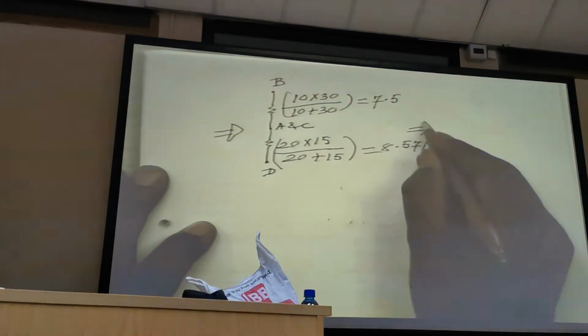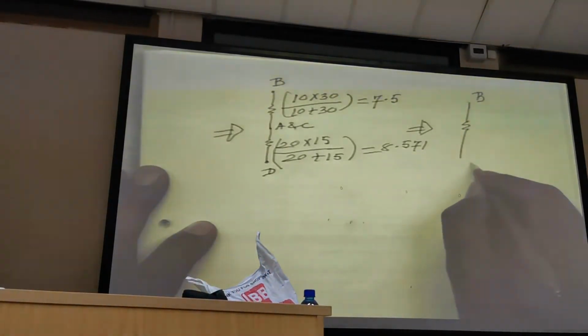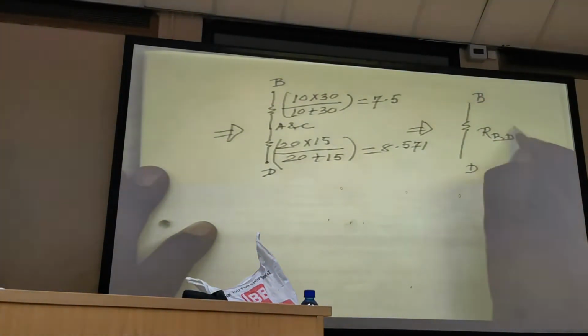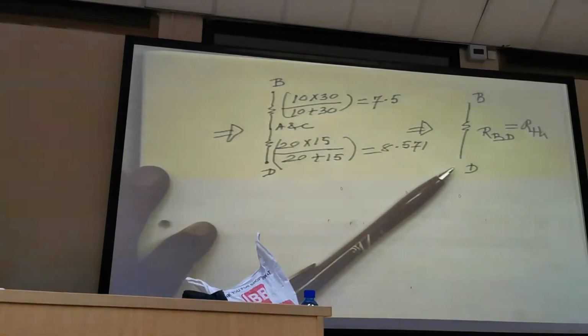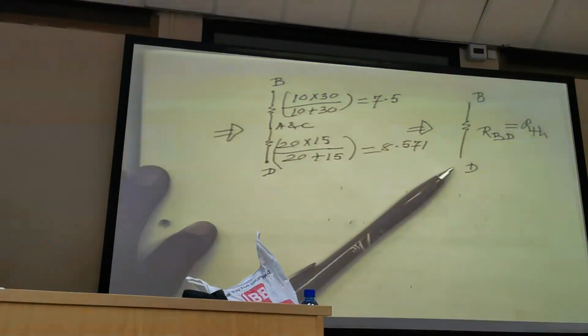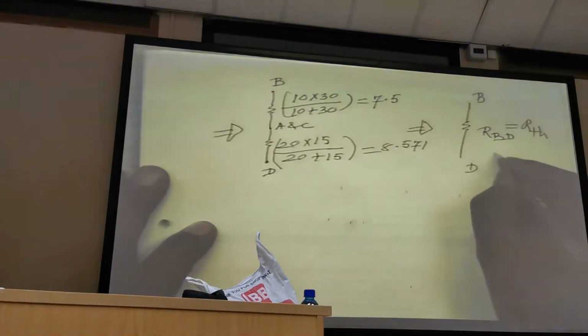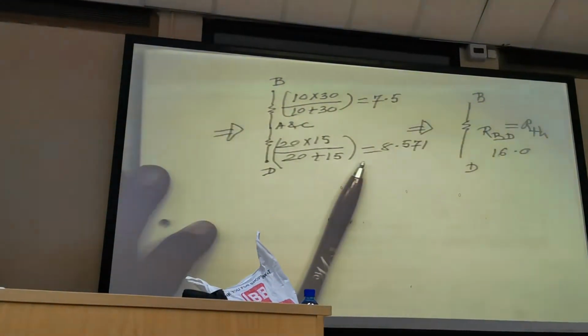The next one would be something like that. We'll have a simple resistance B and D. And this one is RBD, which is basically your Thevenin. Clear? Yes, sir. And that value is what? 16.071, sir. So 7.5 plus 8.571 is 16.071.